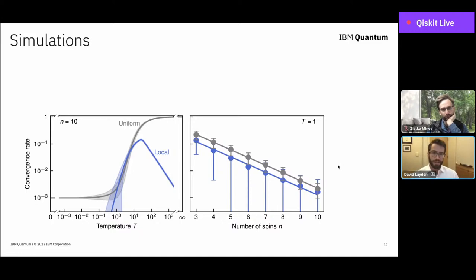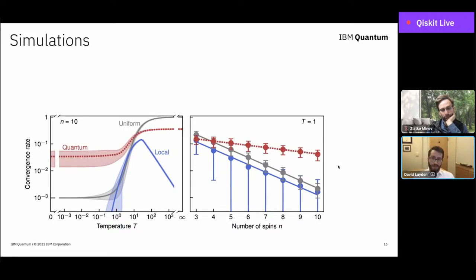Now, for comparison, let me show you the results for the simulations of our quantum algorithm, where in the left panel at high T, it doesn't outperform the classical algorithms, but as the temperature decreases and we enter this difficult regime, the convergence ends up being substantially faster in the average case. On the right panel, we see a similar effect. We see scaling that still seems to decay exponentially with problem size. In other words, we're not seeing anything like an exponential enhancement here. So this is not like Shor's algorithm, for instance. Instead, it's more analogous to the speedup you get from Grover's algorithm, a polynomial enhancement.